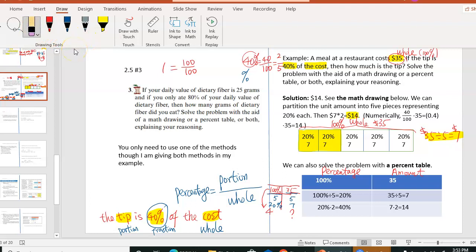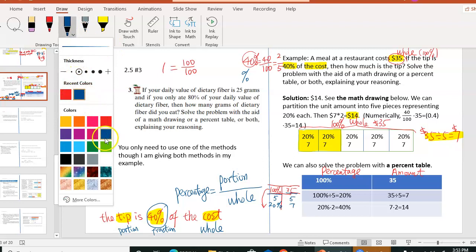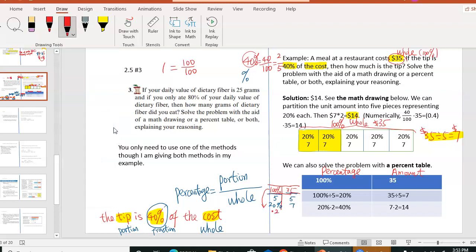Let me move this down a little bit. So we are going to multiply. Let's use maybe this red color. We're going to take this 20% and times by 2. And whatever you do to the percentage, you should do the same thing to the dollar amount. That will give us 40% for the percentage. For the dollar amount, 7 times 2 is $14.